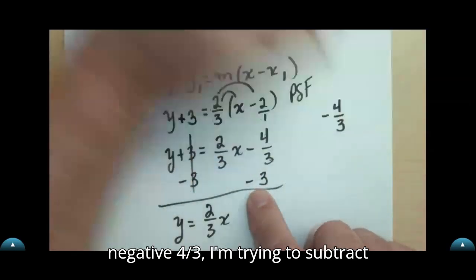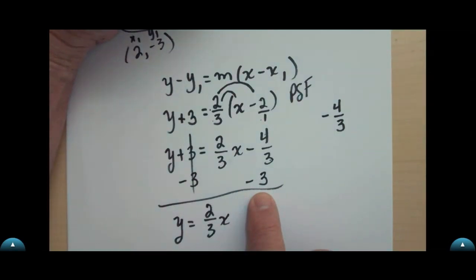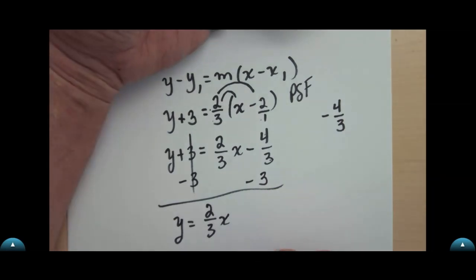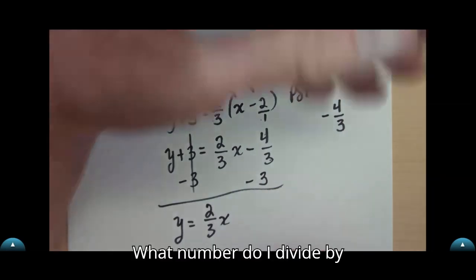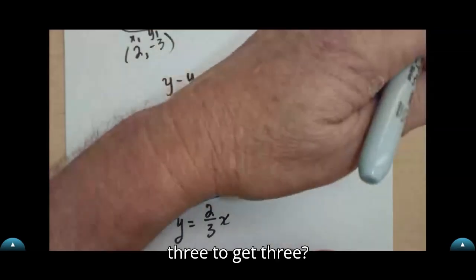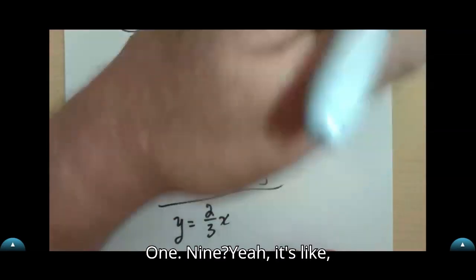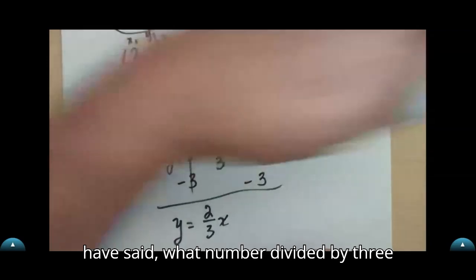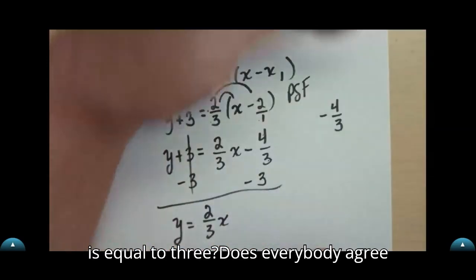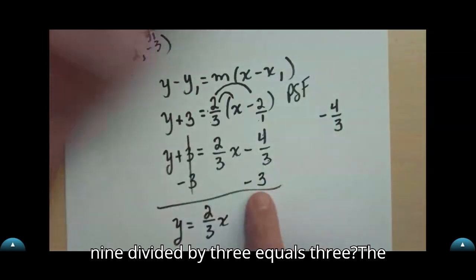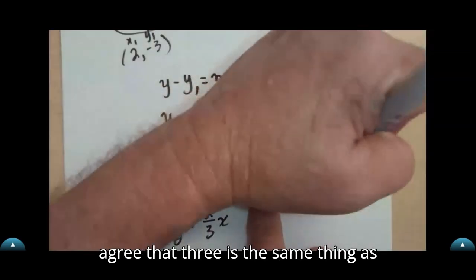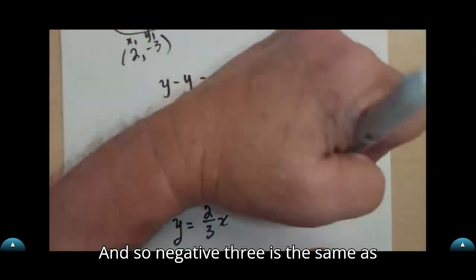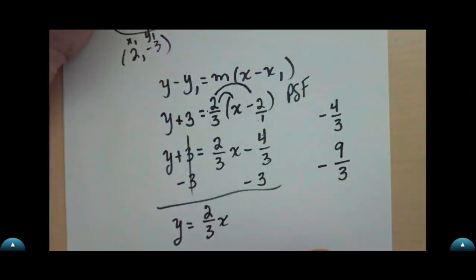So I've got -4/3. I'm trying to subtract 3. What number would I have to divide by 3 to get 3? What number do I divide by 3 to get 3? 9? Yeah, it's like I didn't ask it in a good way. I should have said, what number divided by 3 is equal to 3? Does everybody agree 9 divided by 3 equals 3? The reason I'm saying that is, do y'all agree that 3 is the same thing as 9 divided by 3? And so -3 is the same as -9/3.